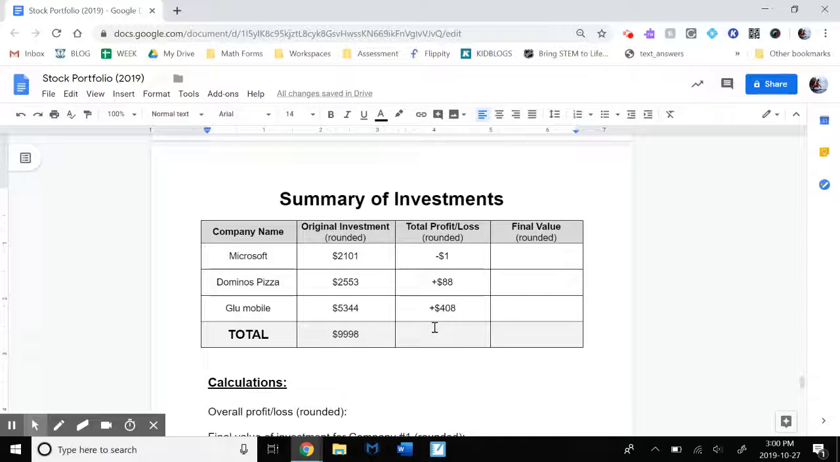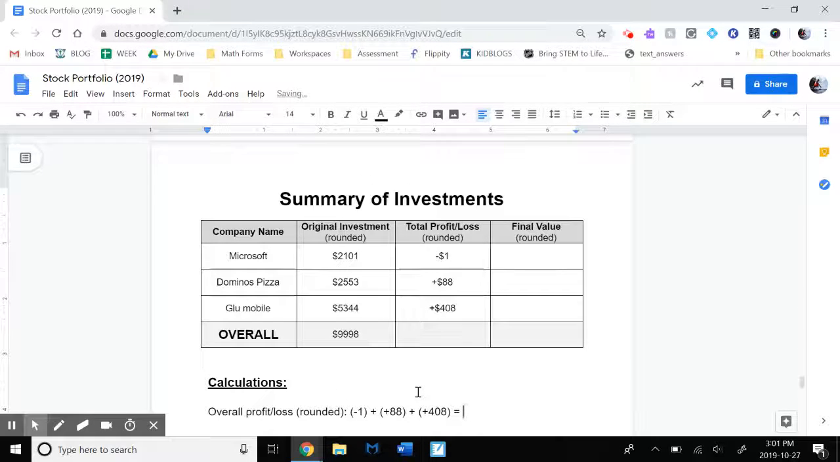Okay, there are some other calculations down here. The overall profit loss would go right here. These are all the overalls, so total or overall. The original investment was from the first summary chart, at the very beginning, just cut and pasted down here. This student had originally invested $9,998 into the stock portfolio out of $10,000. And so this is what happened to that money. So the overall profit loss rounded: they lost $1 on one company, but they gained 88 on the second company, and they gained $408 on the third company.